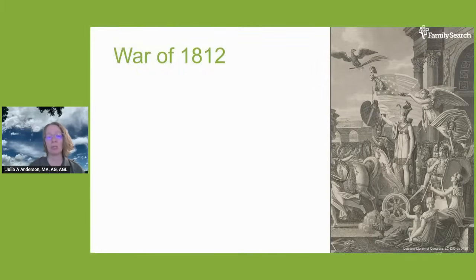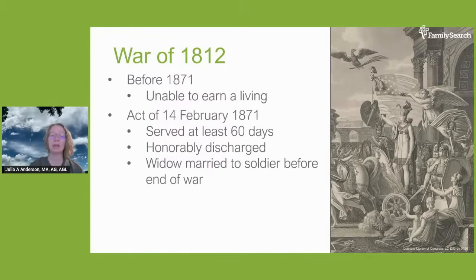Pension laws kept changing. To be awarded a pension before 1871, the veteran or widow could not be capable of earning a living. Then, after the Act of February 14, 1871, a soldier had to have served at least 60 days and have been honorably discharged. Widows could apply if they were married to the soldier before the war's official end on February 17, 1815.